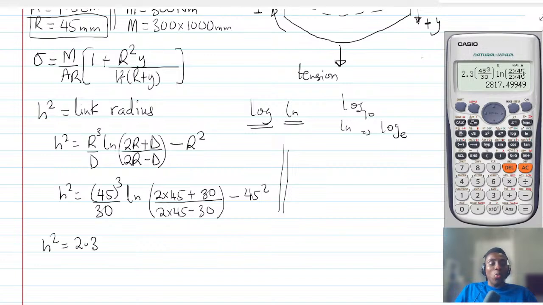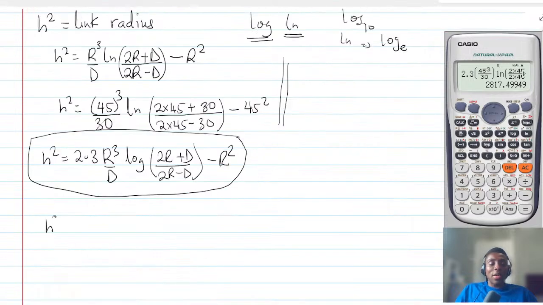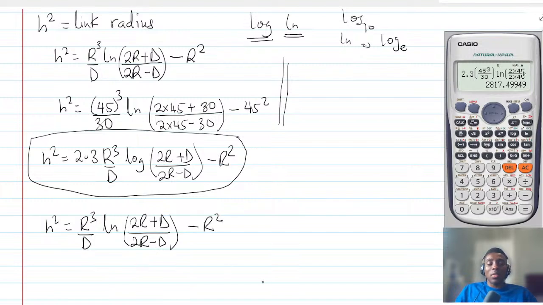There is a formula which is 2.3 multiplied by r cubed over d log of (2r plus d) divided by (2r minus d), minus r squared. So this is one formula, okay? And there's another formula which is h squared equals r cubed over d, then ln of (2r plus d) over (2r minus d), minus r squared.